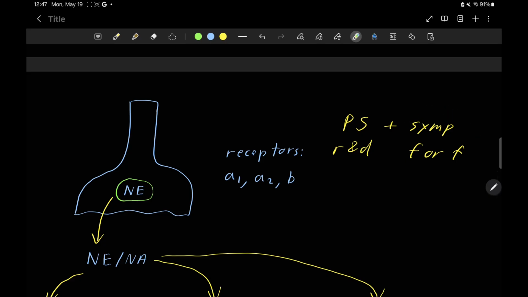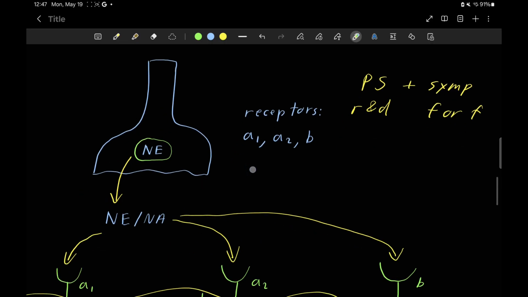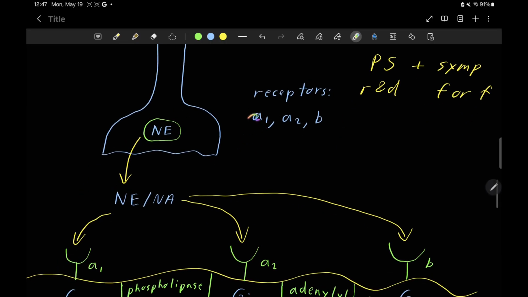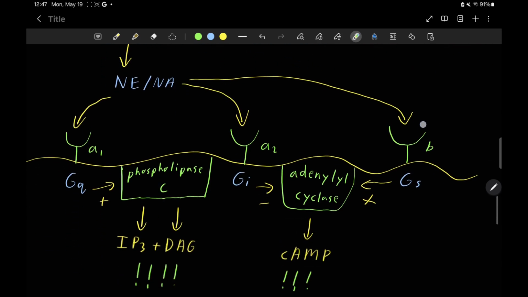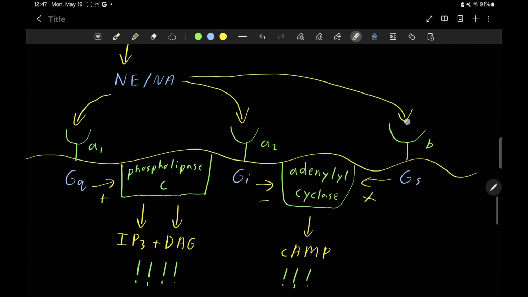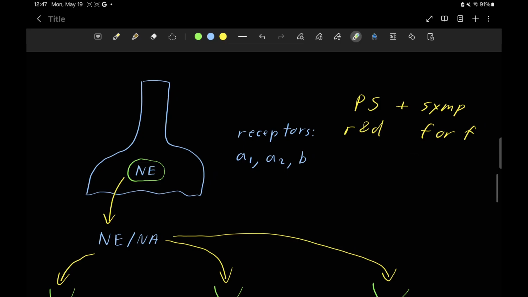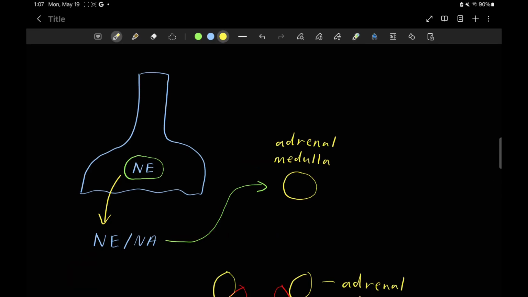Now, don't worry too much about this for now. In a future video, we're going to go more in depth about the parasympathetic and sympathetic nervous system, and when we do, we'll go a bit more in depth into these responses. But for now, just know that norepinephrine can bind onto these different types of receptors, activate different types of enzymes and produce different responses, and know that norepinephrine is very heavily involved in the sympathetic nervous system, which controls your fight or flight responses.